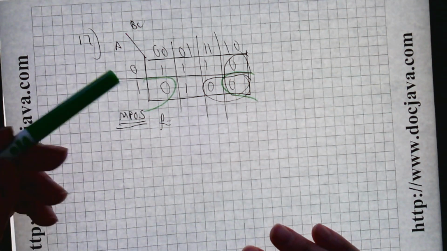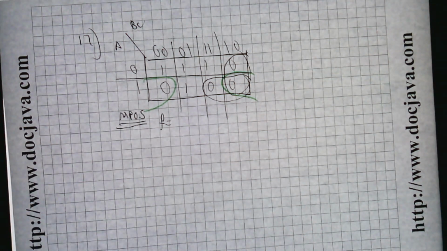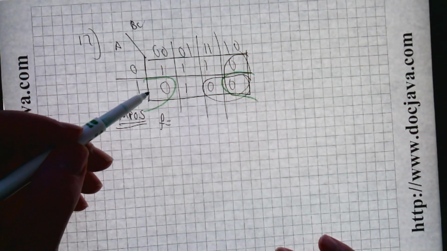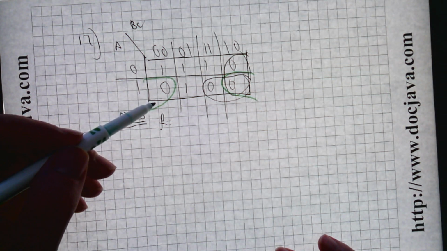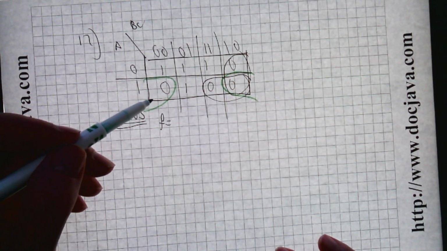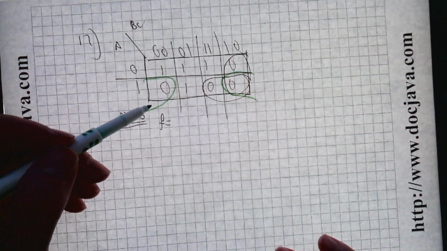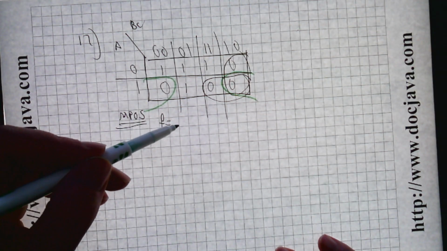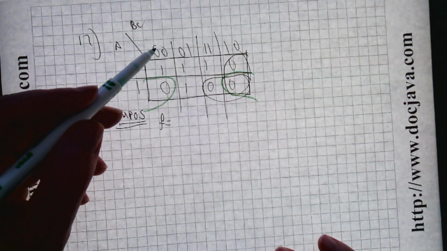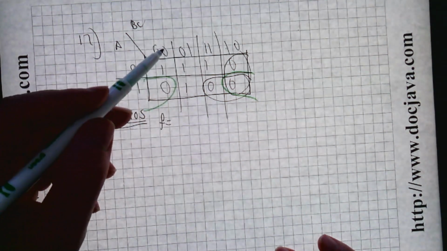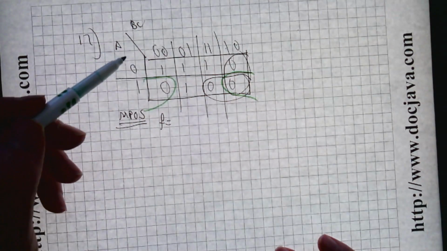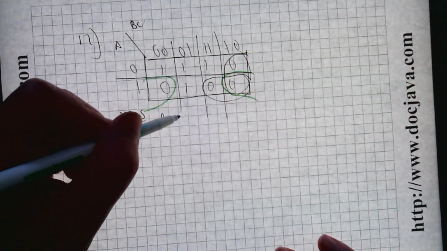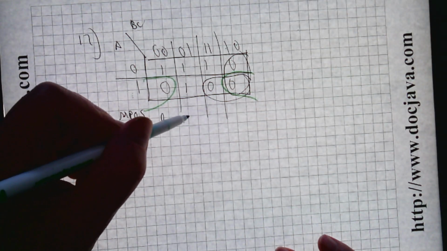I don't know why. So anyways, the green loop. Can you give me a product term for that? So B is changing, but C is not changing. Good. And A, C prime.